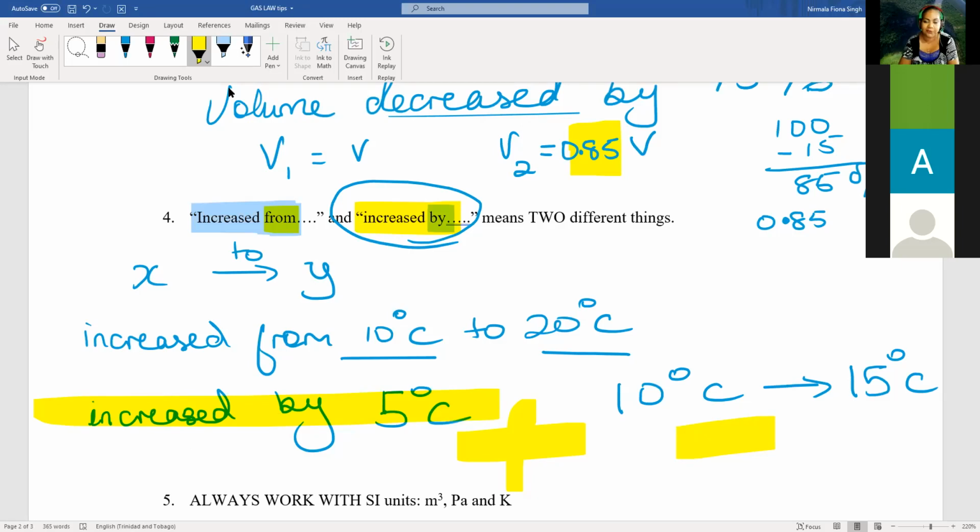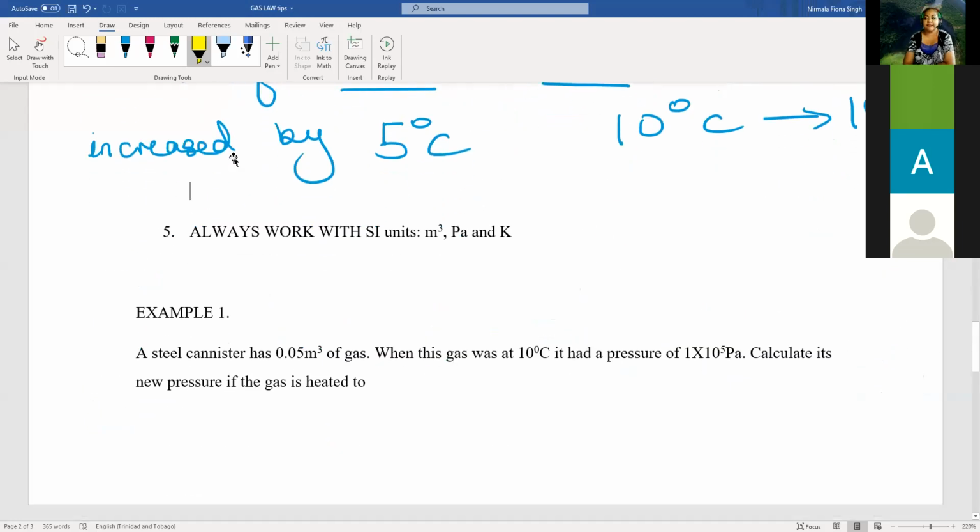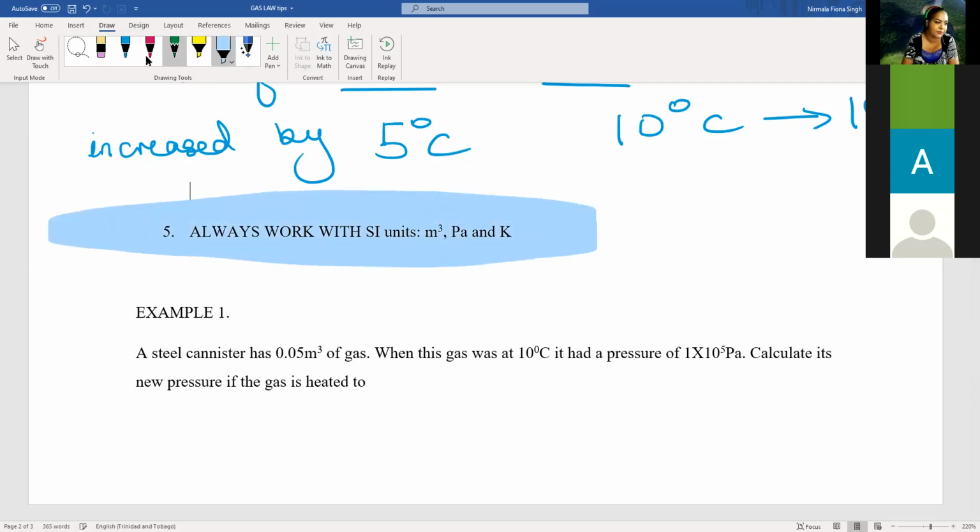So suppose I had said decrease by 5. Decrease means I went lower by 5. So you all see how English language is our biggest enemy, particularly in this topic. And lastly, most importantly, I've been singing this for 2 years. Always work with SI units. Always, always, always, folks.